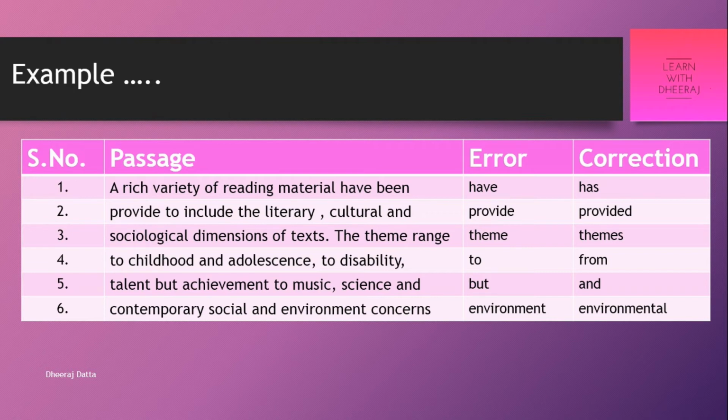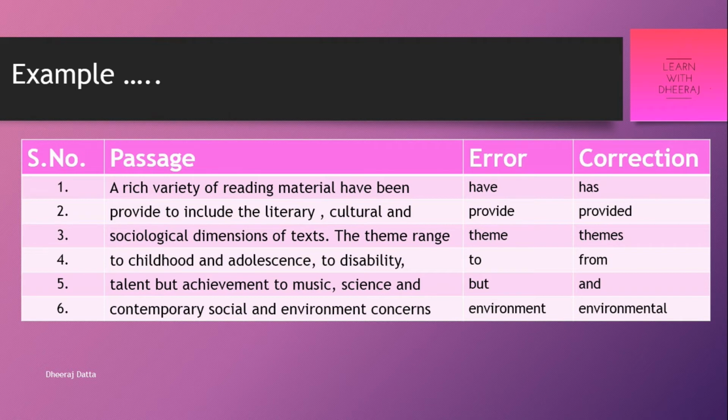So if I change this to "provided", it makes perfect sense. A rich variety of reading material has been provided to include the literary, cultural, and sociological dimension of text. Okay, the theme range to childhood and adolescence, to disability, talent, but achievement to music, science, and contemporary social and environmental concerns. There are a lot of themes talked about here.